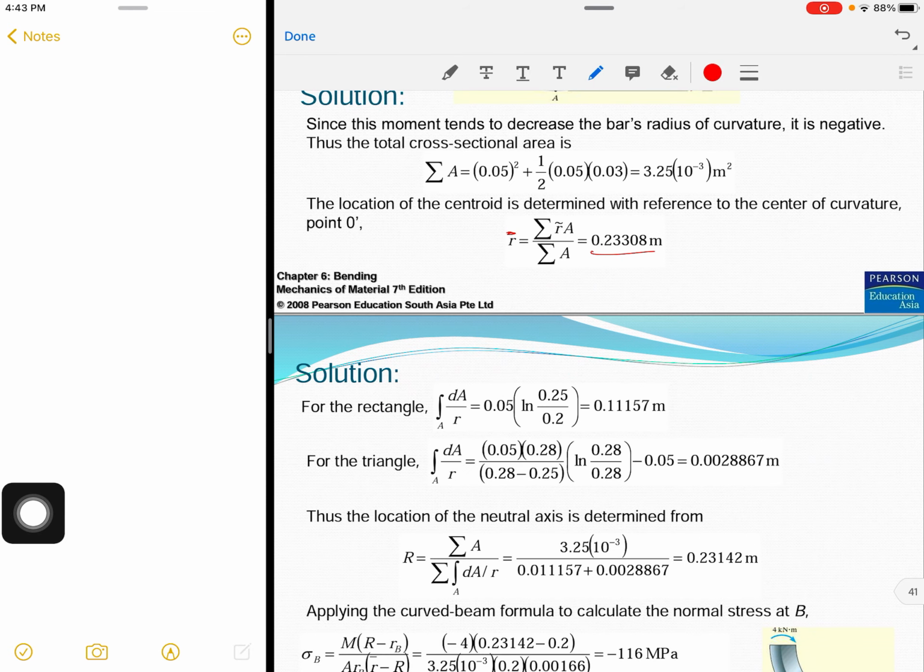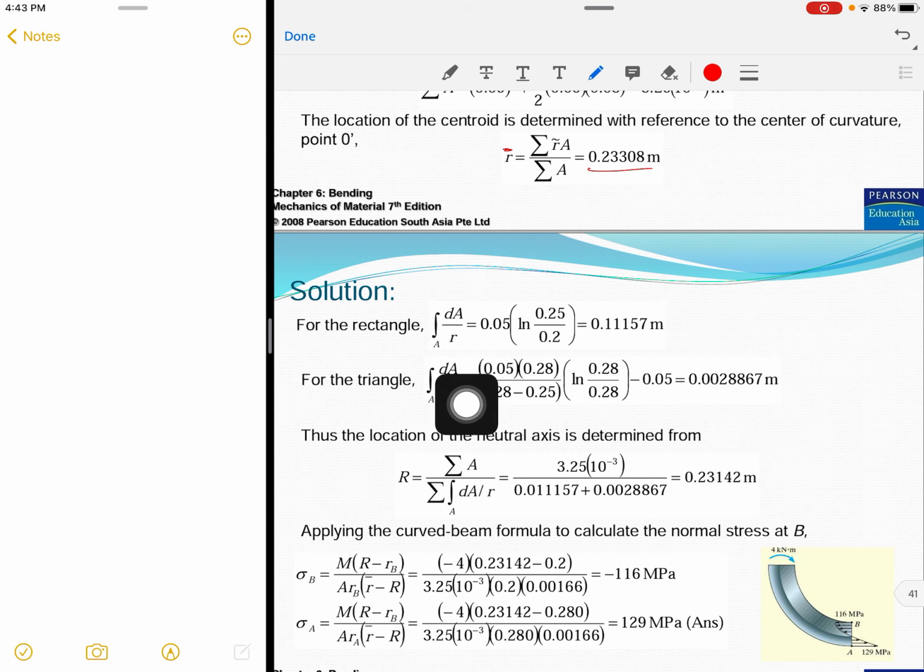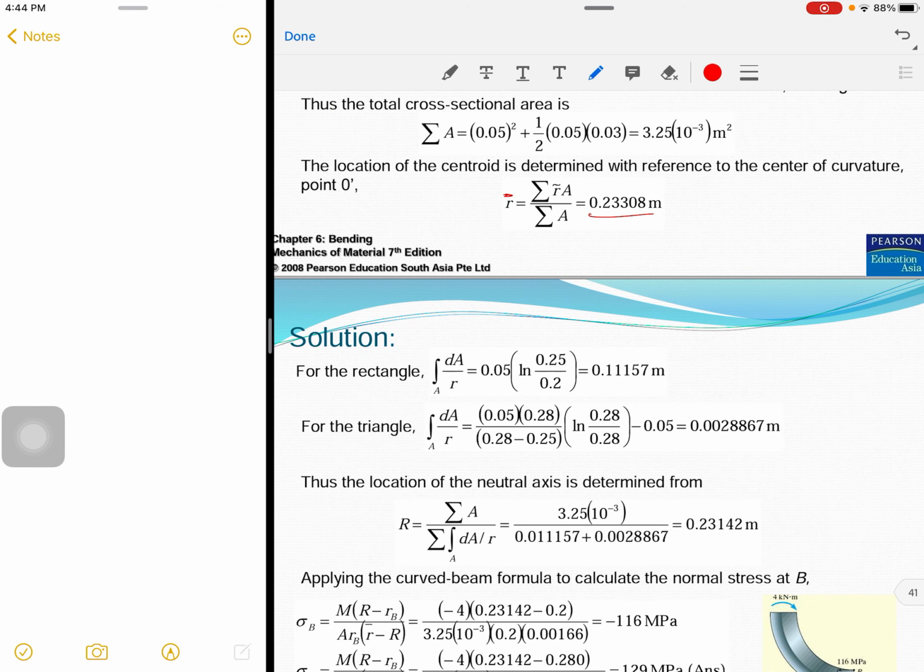Okay, and after you get the centroid, right now we can calculate the R. Before we calculate the R, we need to find this component first, the integration across the area, dA over R.